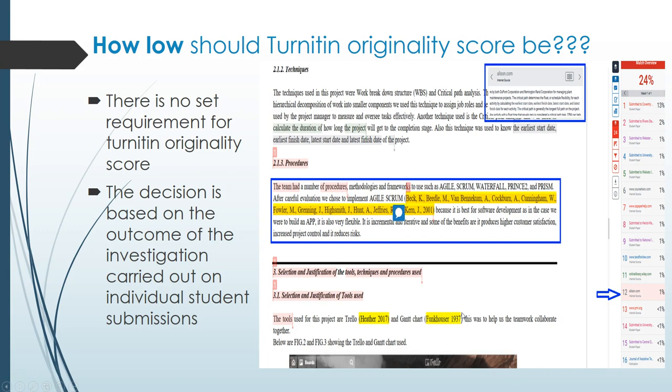So how low should the Turnitin originality score be? We're back to that question. In concluding, I would say there is no set requirement for Turnitin originality score. In fact, if you have 0%, that in itself is a problem, because that means something has taken place to make it impossible for Turnitin to identify the sources you have used or where you have actually copied from or read. But if you read very well, it's possible to have, say, 2%, 3%, with little matches.